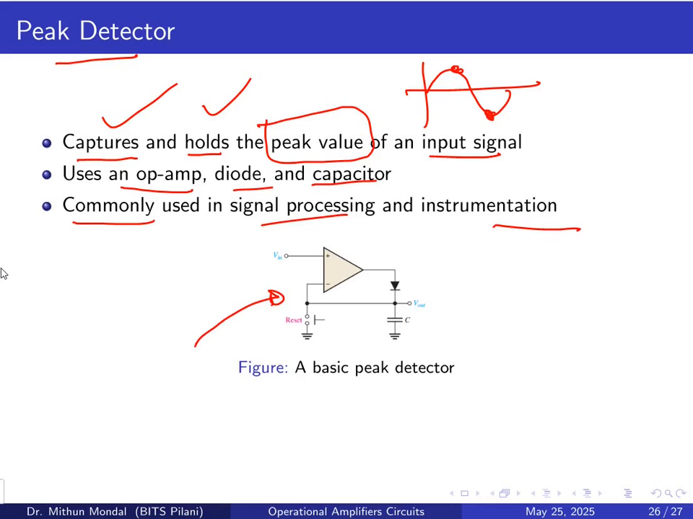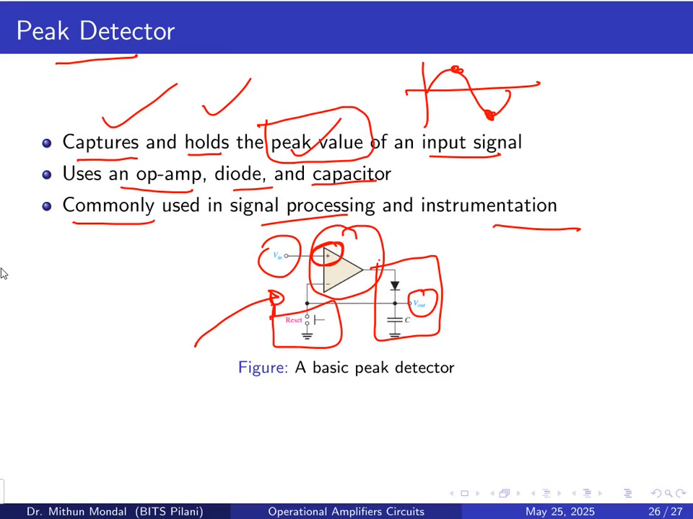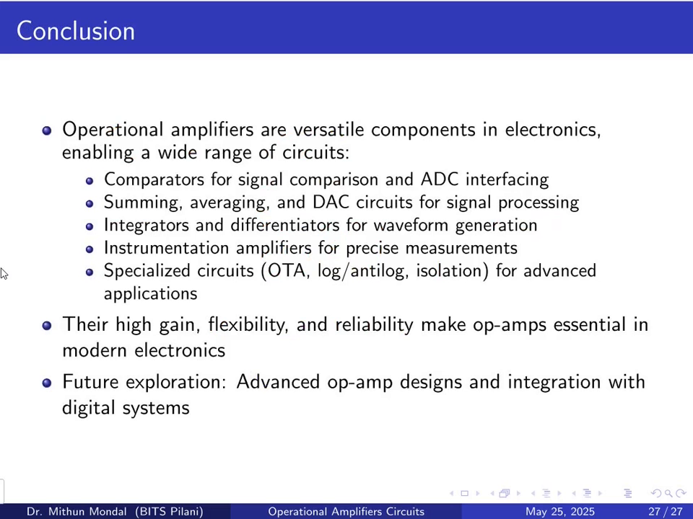So this is a basic peak detector circuit which is having an op amp. The input voltage is given to the non-inverting terminal. You are basically connecting a diode and a capacitor at the output to get the output and hold the peak value of the input signal. There is a reset button given in the non-inverting terminal with which you can reset it.